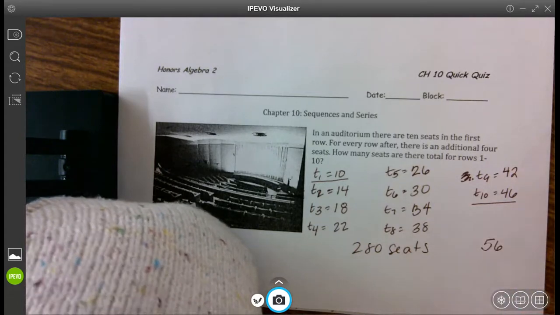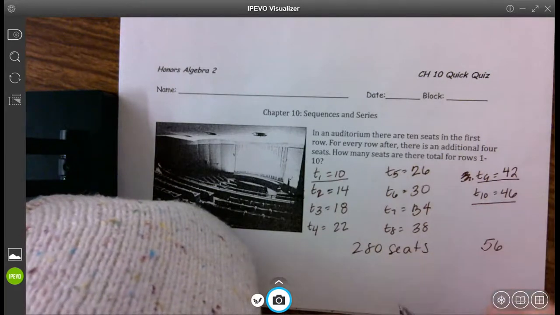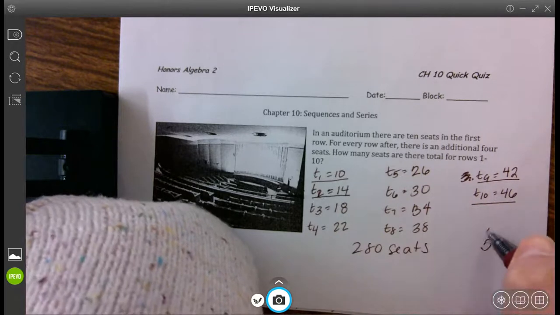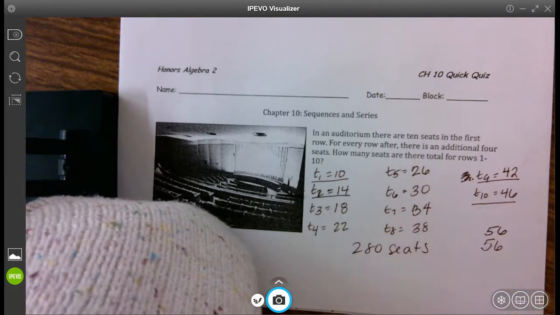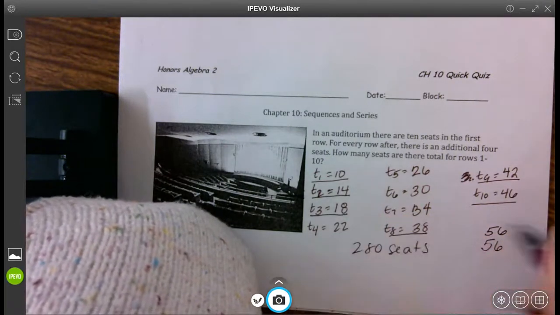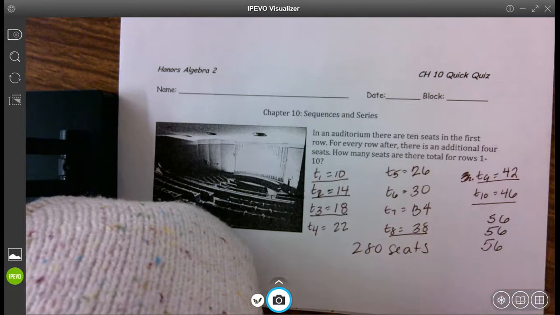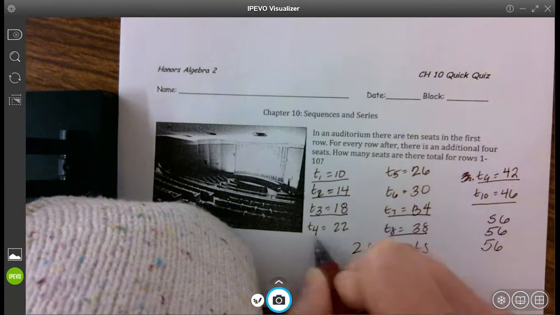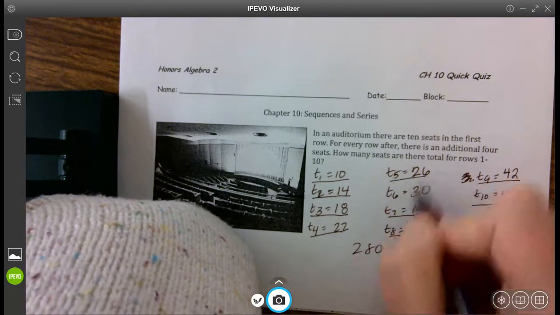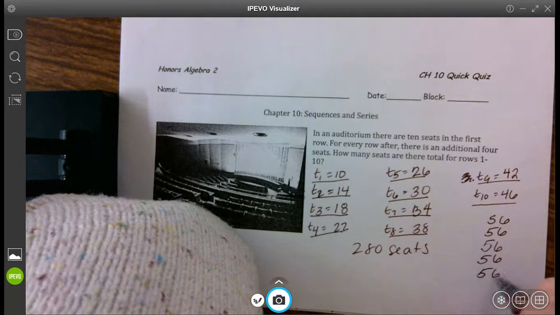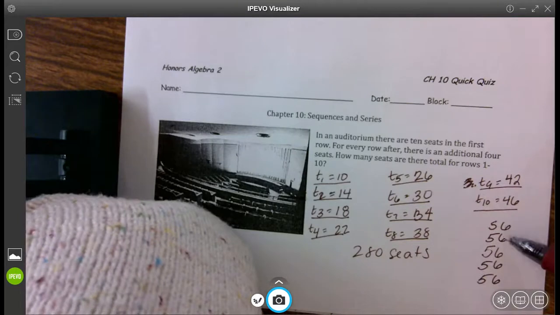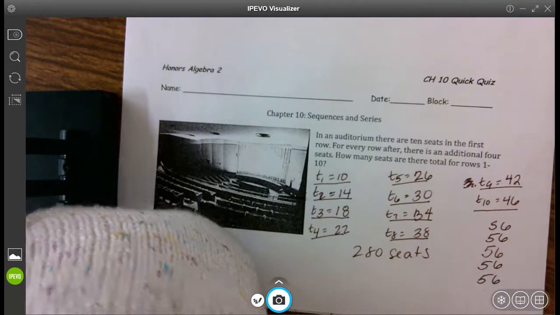Okay. Now let's work backwards. I have 42 seats in the row previous. In the next row, 14. When I add those together, what do I get? And continue. And I continue. And I continue. So there were 10 rows or 5 pairs of 56.